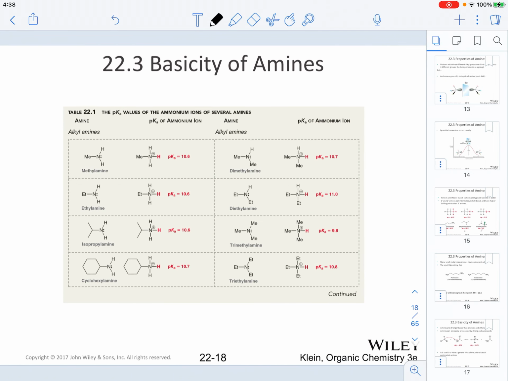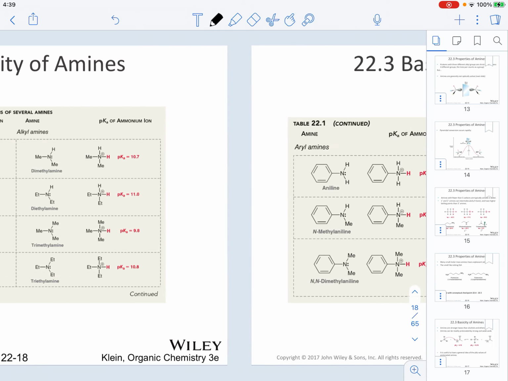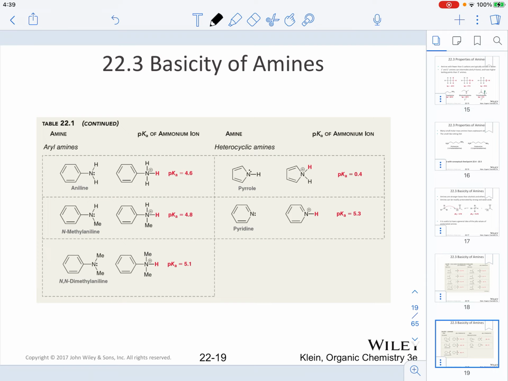As you can see in table 22.1 in the textbook, we have the pKa values of the ammonium ions of several amines. It is a good idea to know it, but when you look at the ranges, it is specifically between the high 9s and low 10s. That's why I just threw the general number there, between 9 and 10. Some people consider it between 9 and 11. And this is just the rest of the molecule.